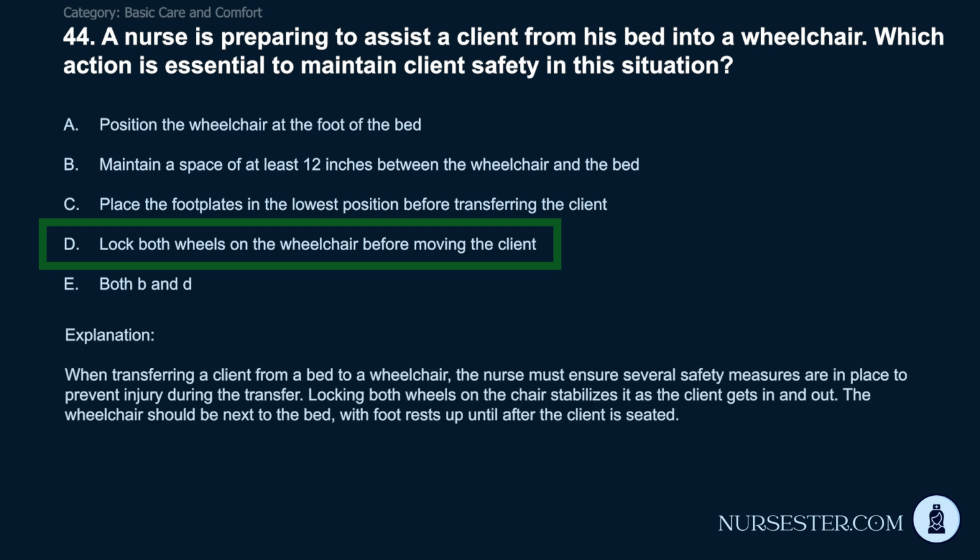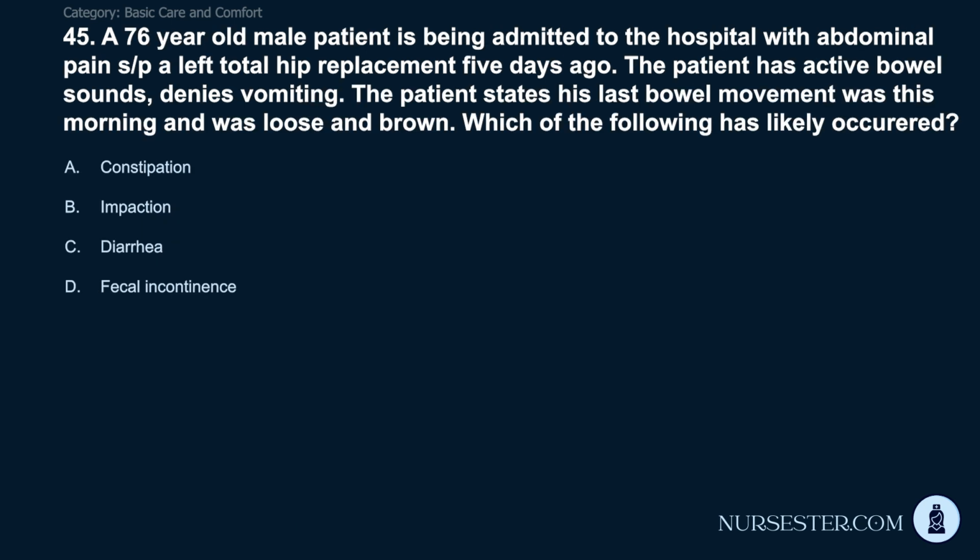When transferring a client from a bed to a wheelchair, the nurse must ensure several safety measures are in place to prevent injury during the transfer. Locking both wheels on the chair stabilizes it as the client gets in and out. The wheelchair should be next to the bed, with foot rests up until after the client is seated.